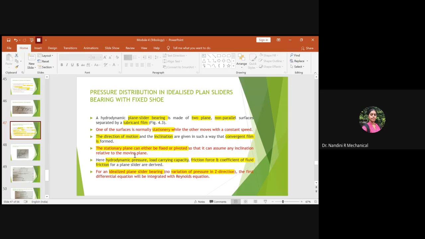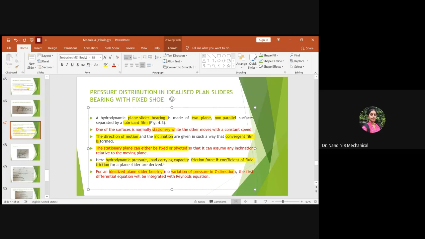And in this condition, now we have to determine what is the hydrodynamic pressure which comes across when the plane slider bearing is moving. What is the load carrying capacity of the plane slider bearing? What is the frictional force and the coefficient of fluid friction which come across when the plane slider has a relative motion? So these things need to be derived.